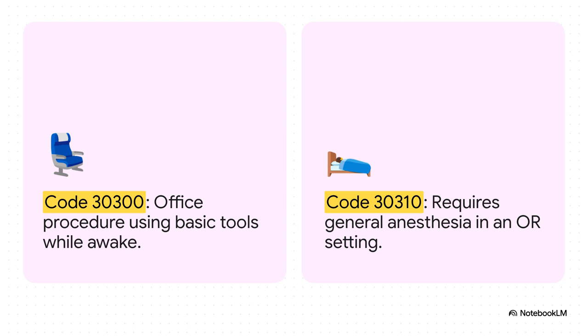Total office procedure. But what if the child is uncooperative or the object is lodged dangerously deep? Well, that brings us to code 30310, which means the procedure required putting the patient completely under general anesthesia in the OR just to safely get the object out. Same anatomical problem, completely different code based on the anesthesia and the setting.